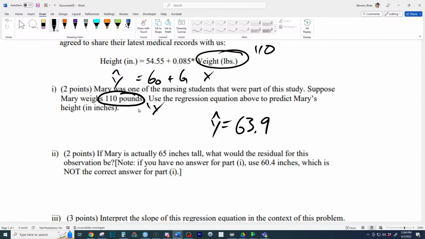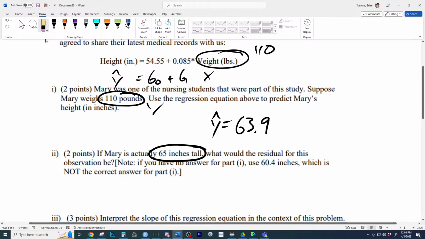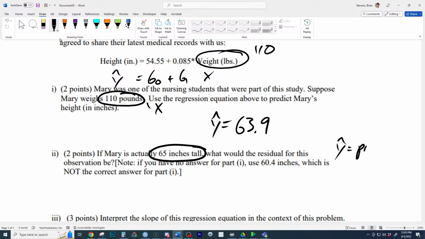Mary is actually this tall, and that looks like a y right there. Mary's actual height is her what? Not her predicted height. Mary's actual height is what in notation? Be careful. So y hat is predicted height. Y bar is mean of height. And so it's not y bar. Y bar would be the mean height of all people.